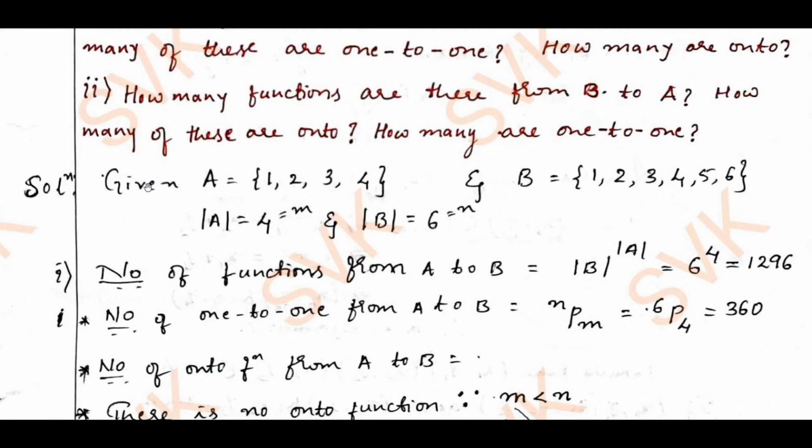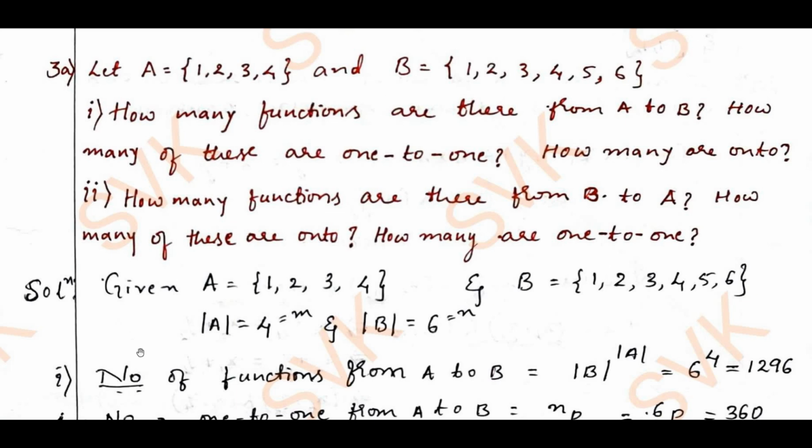Write down what is given. Given two sets, set A is {1, 2, 3, 4} and set B is {1, 2, 3, 4, 5, 6}. So find out the cardinality of A. What is the cardinality of A? The cardinality of A is the number of elements contained in that set. How many elements are contained in that set? 1, 2, 3, 4. So we got 4 counts, therefore the cardinality of A is 4.